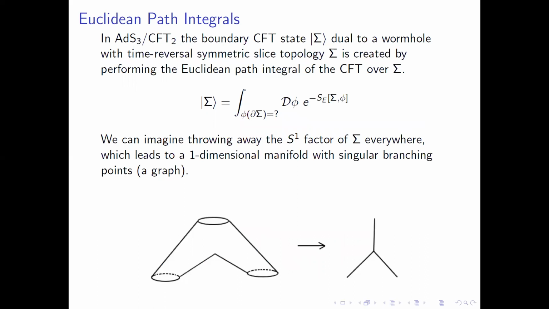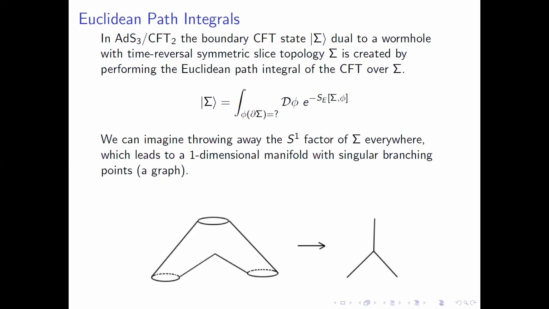So let me just remind you how that story goes. In AdS3/CFT2, the boundary CFT state, which is dual to a time reversal symmetric slice topology sigma for your wormhole, is created by performing the Euclidean path integral of the CFT over this topology sigma. So, of course, if I perform the Euclidean path integral and I leave the boundary conditions of my fields open on the boundaries, I'm creating a state which lives in the tensor product Hilbert space, which is precisely what I want for a multiboundary wormhole.